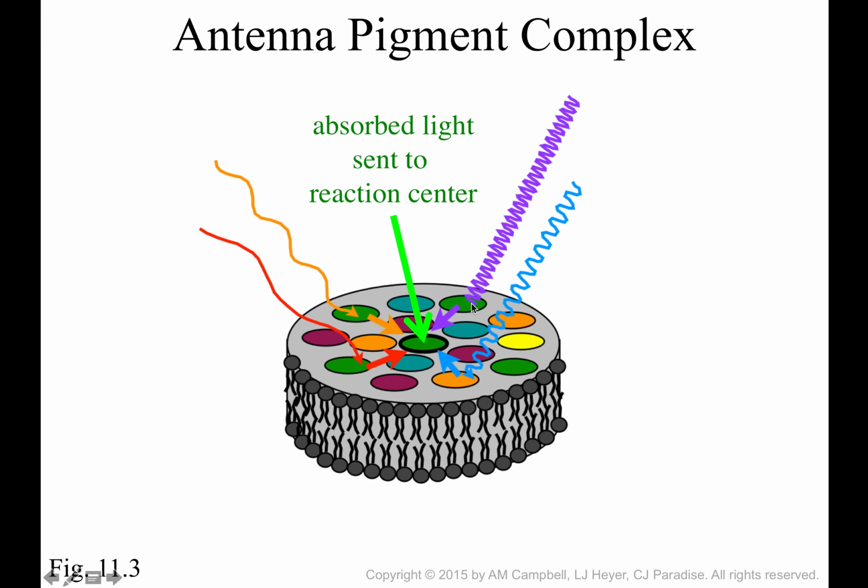Their electrons get excited. They jump to a higher energy level. When they fall back down to their original energy level, that energy gets transferred to the reaction center. So all these guys are picking up the energy from light, and that energy is being transferred to the reaction center. And in the reaction center, what's going to happen is an electron is actually going to leave that reaction center and move along an electron transport chain, just like you saw in mitochondria.